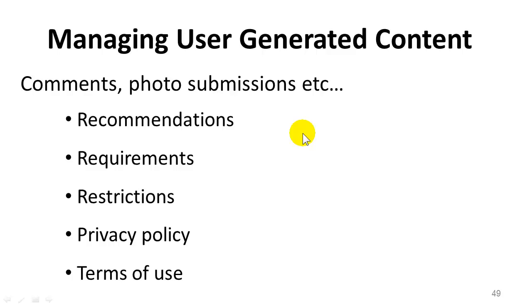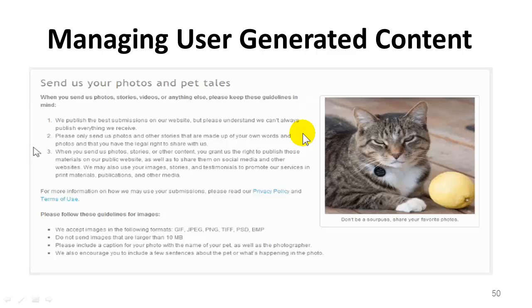In the event that you might be managing user-generated content, such as things that a user might send, make sure that you have information for the user: recommendations, requirements, restrictions, privacy policies, terms of use, etc. Here's an example from a website where the user has the ability to send a photo and a little story attached. And here you see some guidelines.